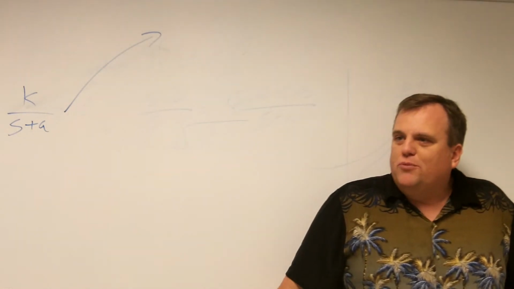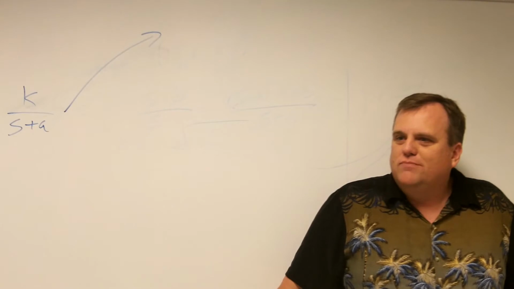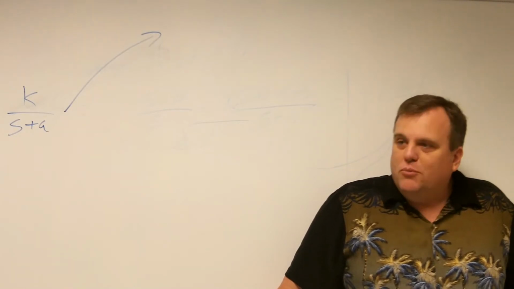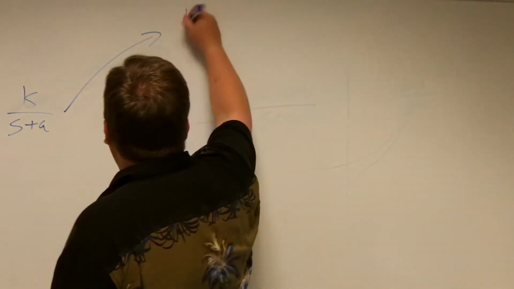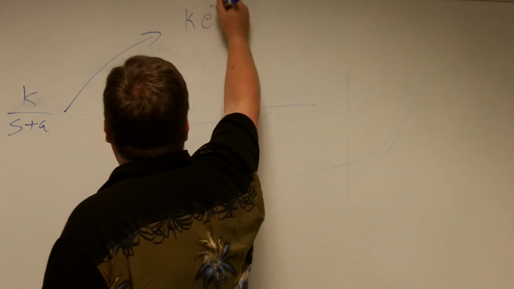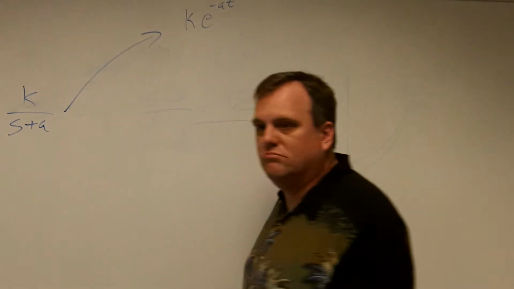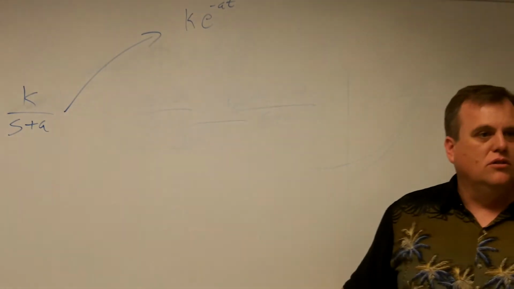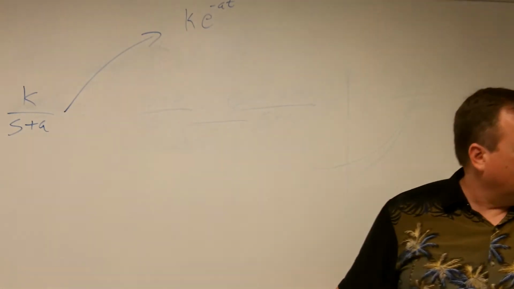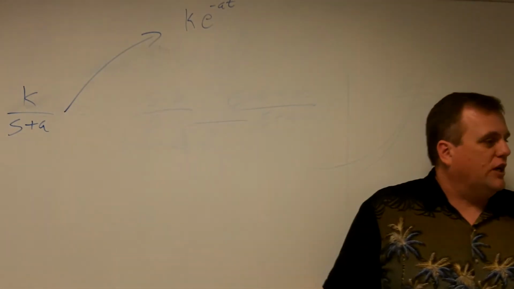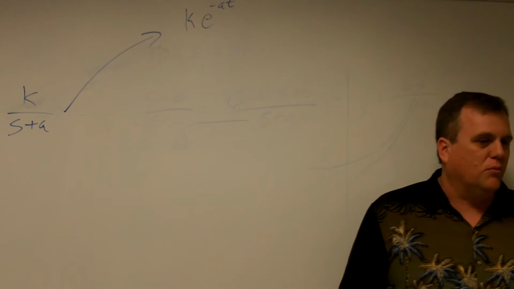Anybody remember we developed all these ones? Anybody remember what that was? Going back to the time domain. Time domain. K times e to the negative a t. K e to the minus at. So that was one we'd already developed several days ago when we made those Laplace transform tables.